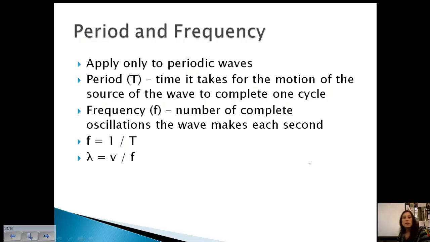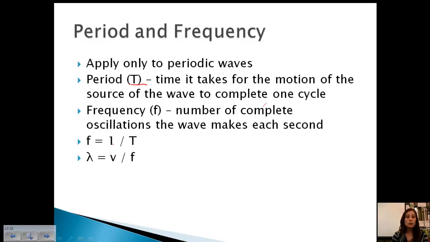Okay. So the period, or capital T, is the time it takes for the motion of the source of the wave to complete one cycle. So that one cycle of a wave is the amount of time, that's specifically the period. And then the frequency, or F, is the number of complete oscillations the wave makes each second. So it's basically the rate at which the wave travels, and it's per a period of time. We could say 1 second, but you could count any amount of time. You would just have to take it divided by that time.